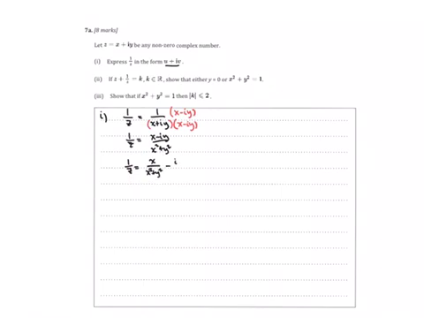Okay, so then 1 over z will be equal to x over x squared plus y squared minus iy over x squared plus y squared. All right, cool. That's part 1 complete.